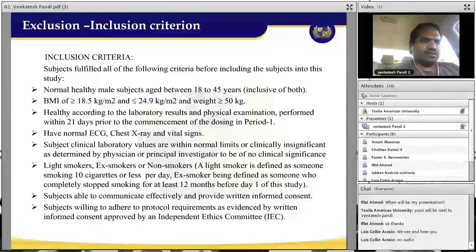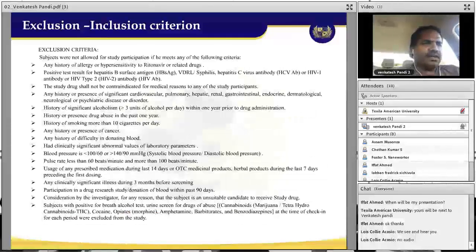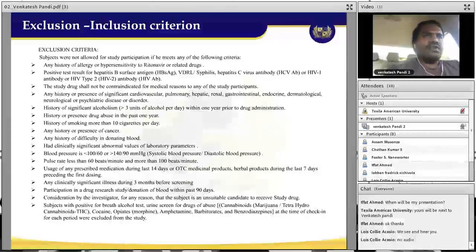The inclusion criteria I used were that they were normally healthy, between the age of 18 to 45 years. Both genders were included. The normal BMI range was 18.5 kilograms per meter square to 24.9, and weight above 50 kgs. Based on their health records, normal ECG, X-ray, vital signs, hematology and biochemistry parameters, and non-smokers completely, who are able to effectively communicate and adhere to the protocol requirements.